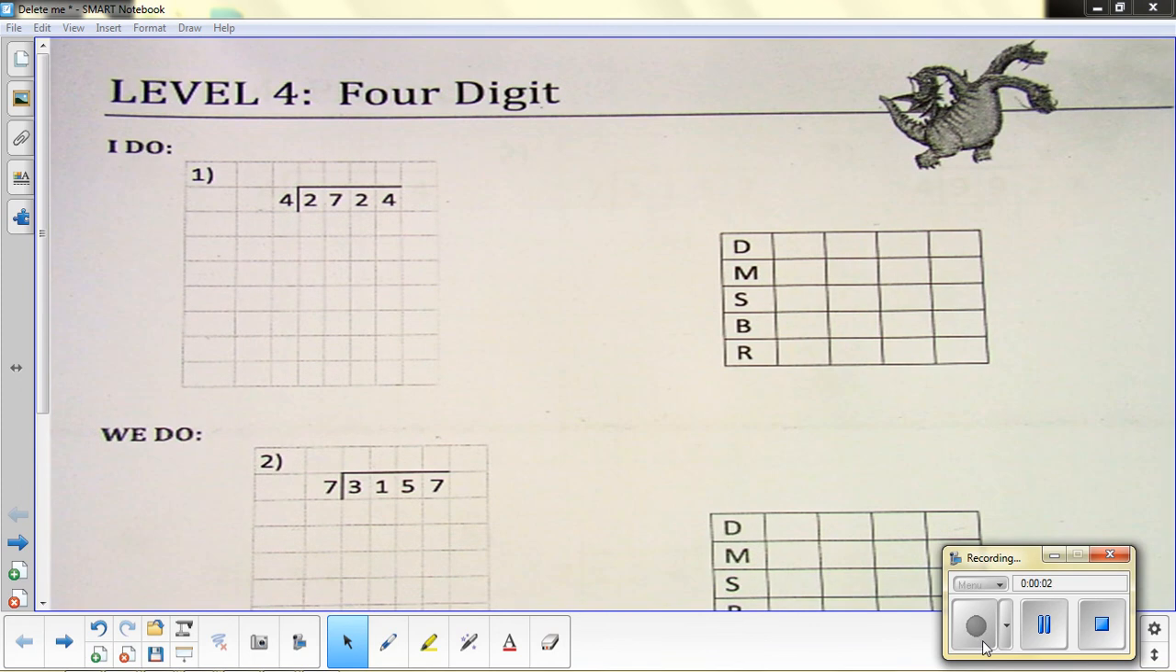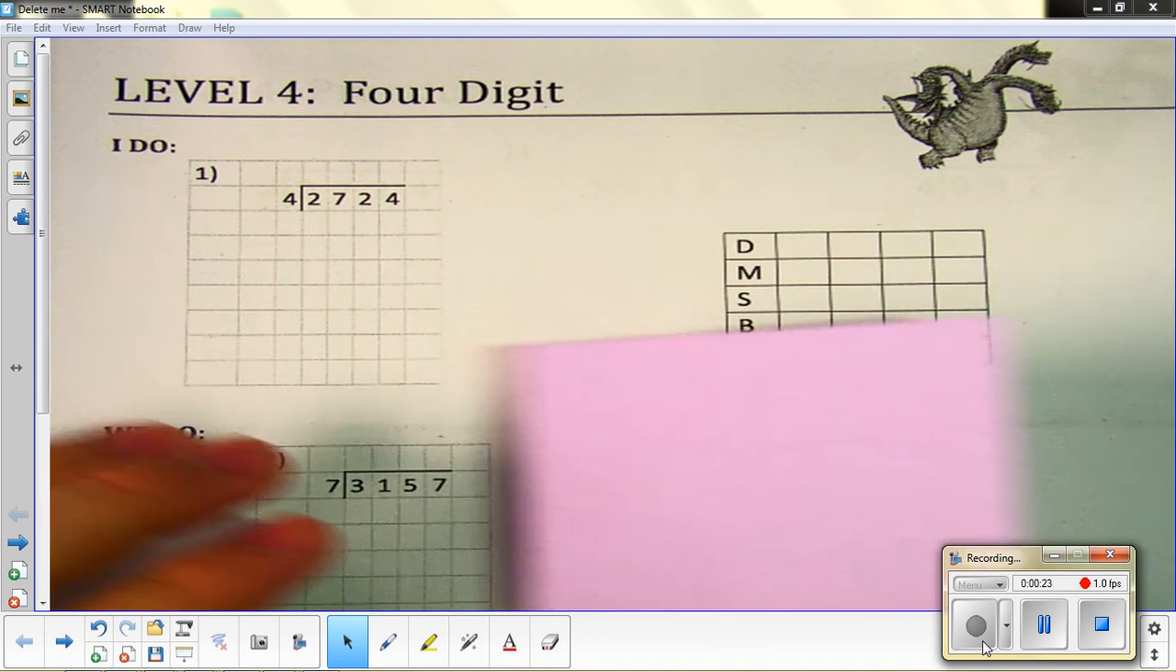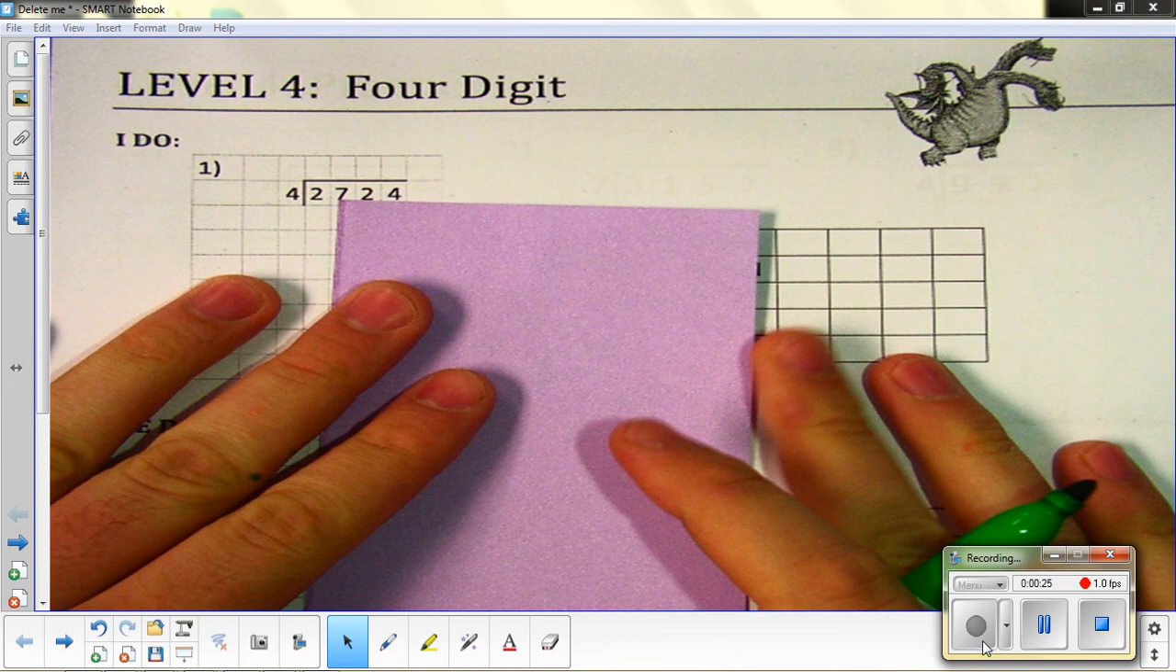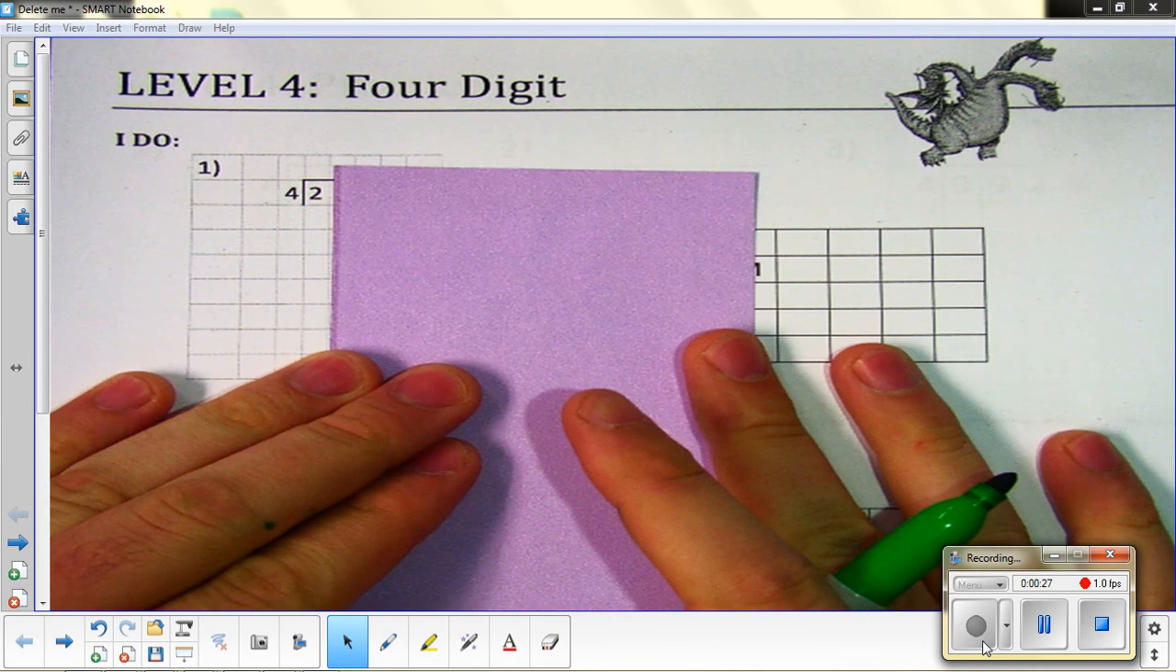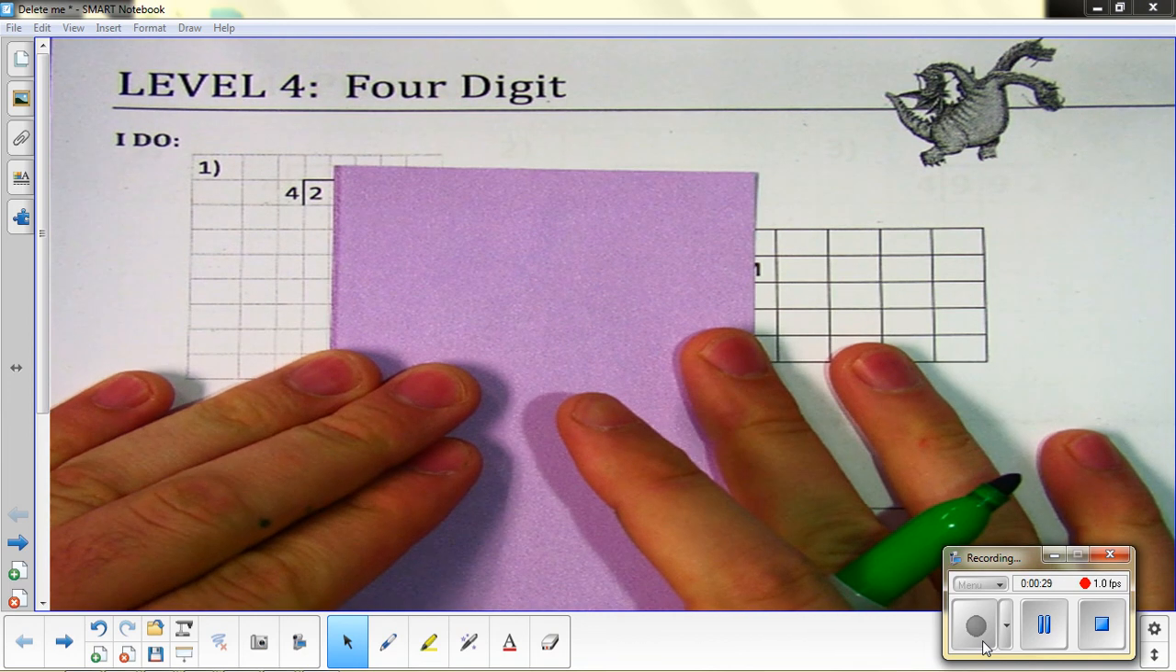Level 4, 4 digits. If you've made it to level 4, you're finding out that division of 4 digits is the same thing as division of 2 digits. You just have to do it very slowly, one step at a time. Watch the I do. That looks like a much simpler division problem.